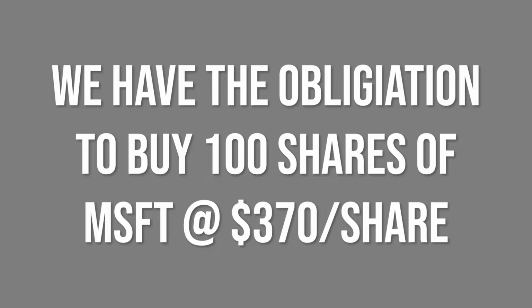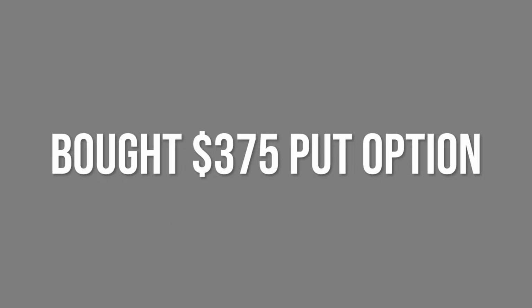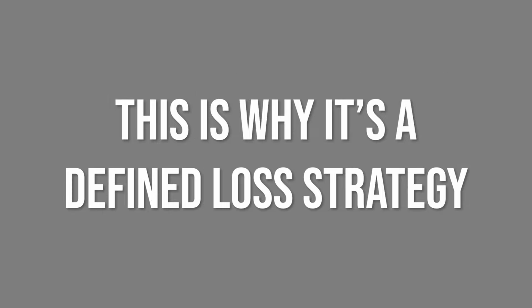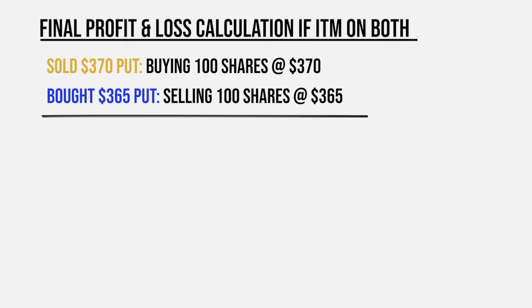So even if it were at 350 or 355 or 360, we'll buy it at 370. Now for the bought option, we had an obligation to sell 100 shares of Microsoft at 365. If it's at 350, 355, 360, it doesn't matter. We'll sell 100 shares at 365. And this is why this is a defined loss strategy. After that transaction is complete, we will be buying 100 shares at 370.